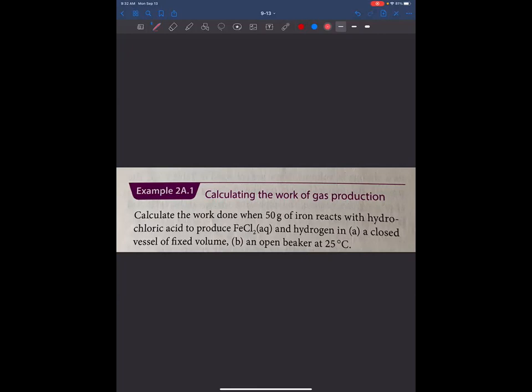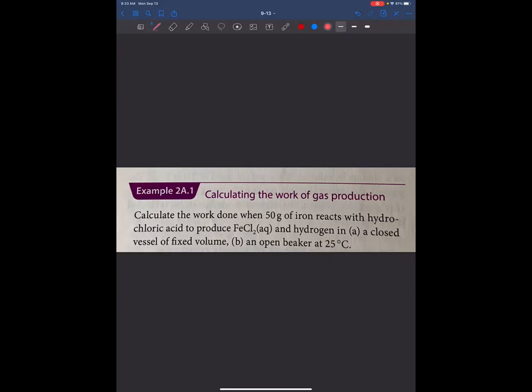Okay, let's work through it. Part A. So we have, what do we have here? We have some sort of vessel, and in this vessel, we have 50 grams of iron reacting with hydrochloric acid to produce FeCl2 aqueous, everyone's favorite reaction, and hydrogen, okay?